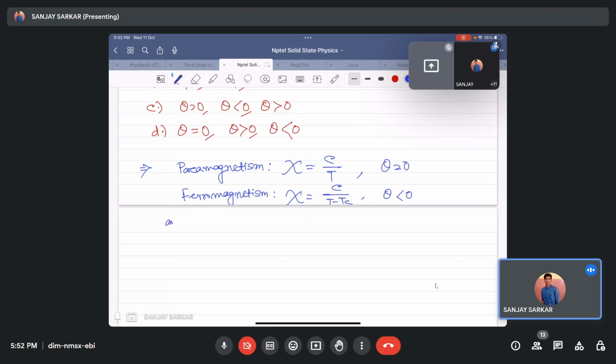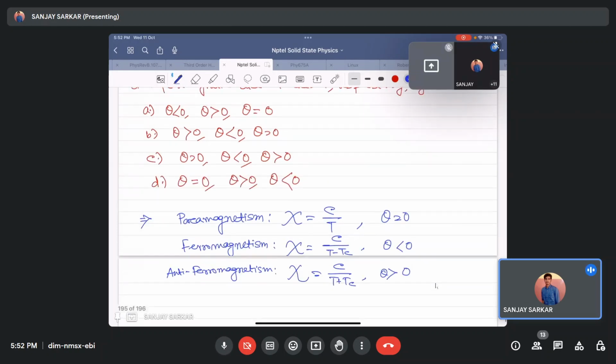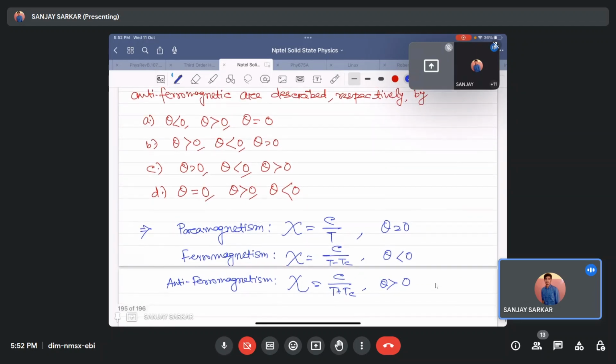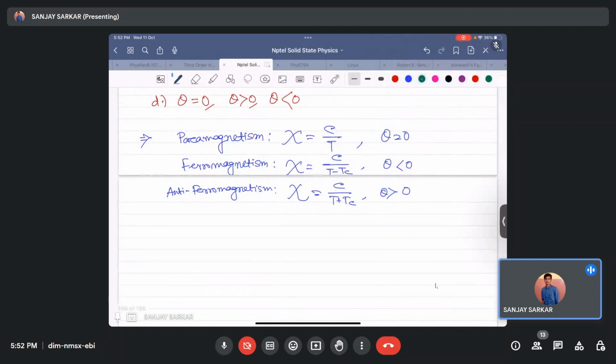And for antiferromagnetism, chi is C by T plus Tc. So here theta is greater than 0. So which option should be correct? Option C is correct. The correct answer is option C.